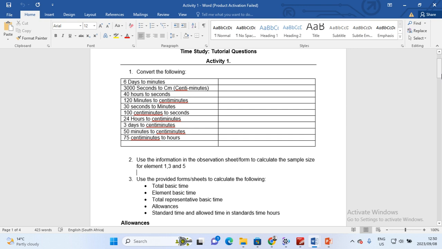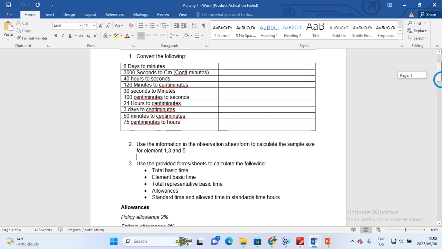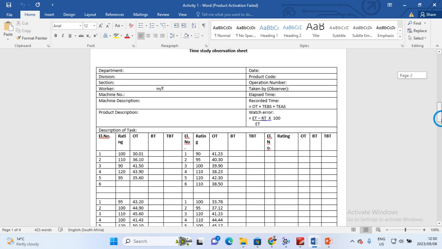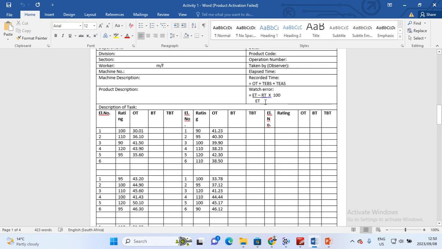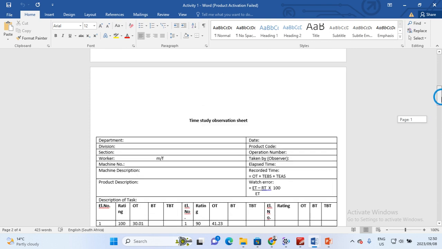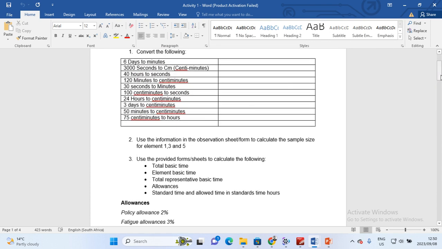Question 2 says, use information in the observation sheet form to calculate the sample size for element 1, 3, and 5. Here is the observation sheet form. It's already given and the data is given. In this specific activity, we are not given the data under the question, but then we have to follow it in the sheet. So be careful when trying to answer this question.